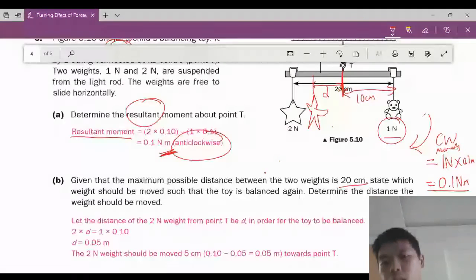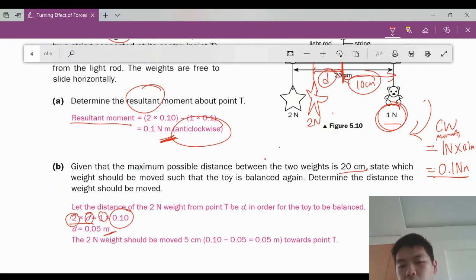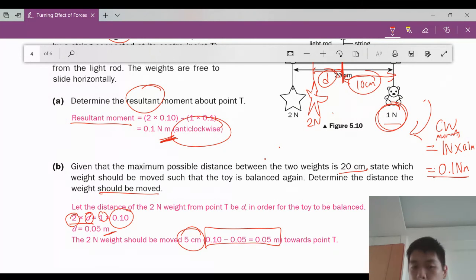So they tell you your star is 2 Newtons, 2 multiplied by the distance d. So this will be your anti-clockwise moment. Let's find your clockwise moment: you take 1 times 10 cm, which is 0.1 meter. From this equation, you can find that d equals 0.05 meters. So your object must be 0.05 meters away from the pivot. So how much must it move? Because they ask how much should it be moved. You take 10 cm minus 0.05 meters, so you end up moving 5 cm towards point T. Okay, so this is for part 5.